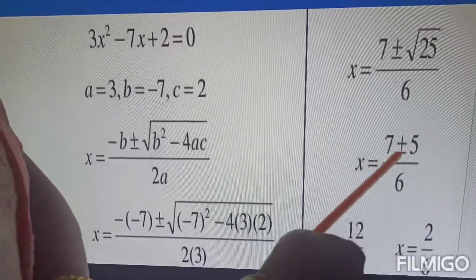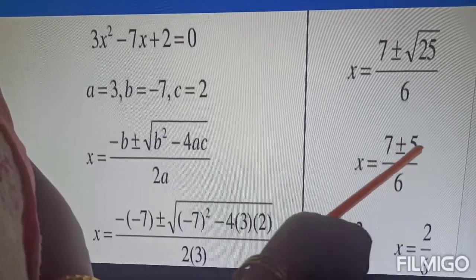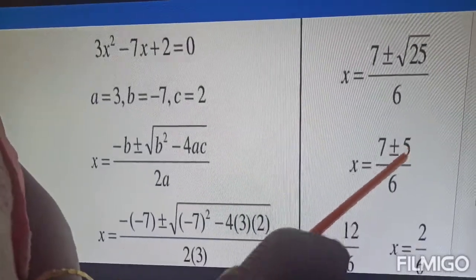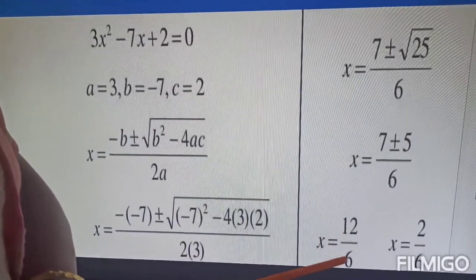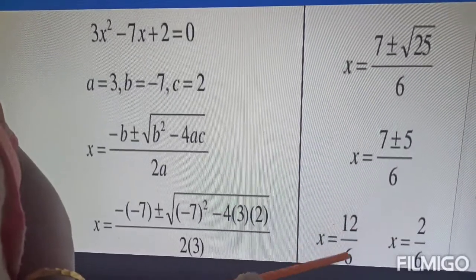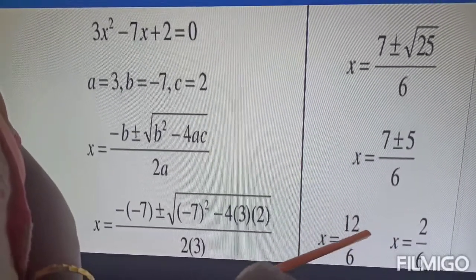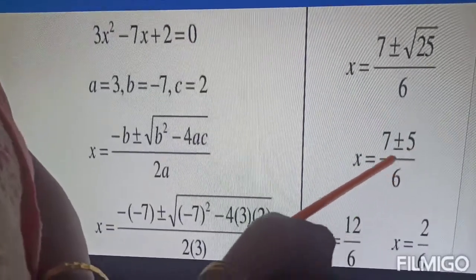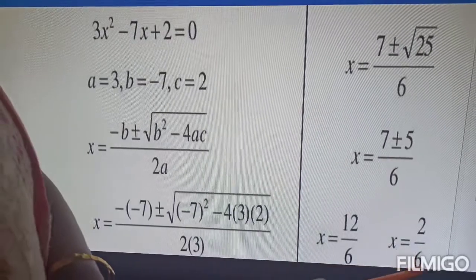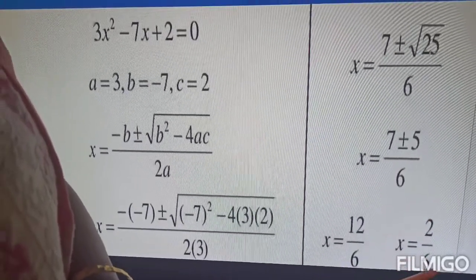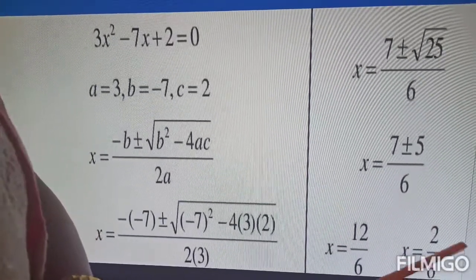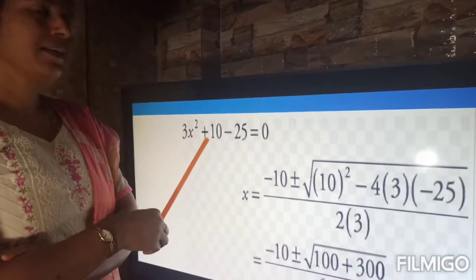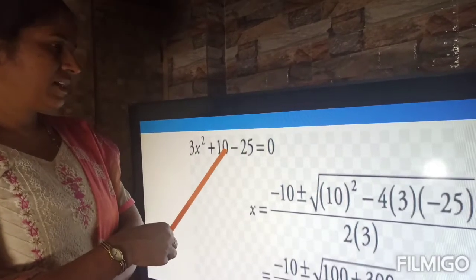Next we separate the plus and minus ones. 7 plus 5 gives 12. 12 by 6 is 2, since 6 twos are 12. Then we take the minus one. 7 minus 5 becomes 2 by 6. 2 ones are 2, 2 threes are 6. So we get 1 by 3. Next sum: 3x square plus 10 minus 10x.